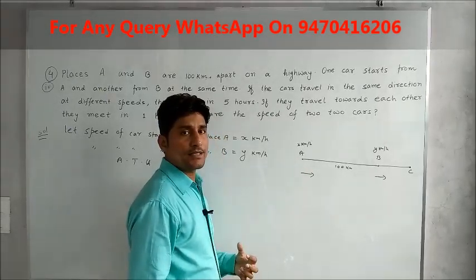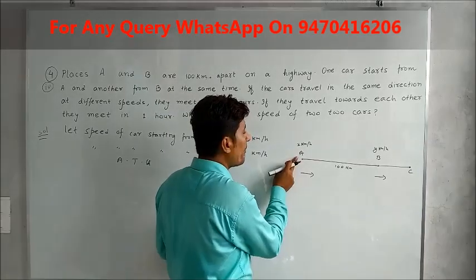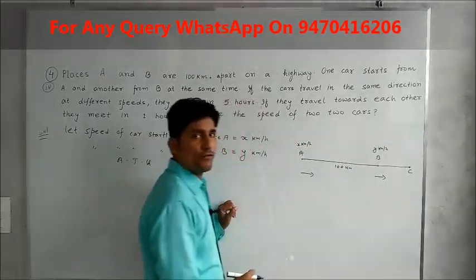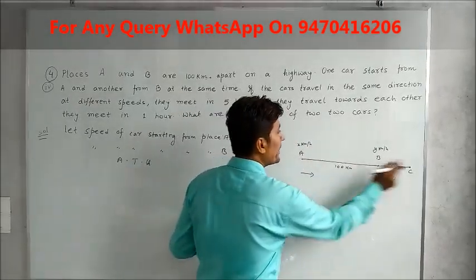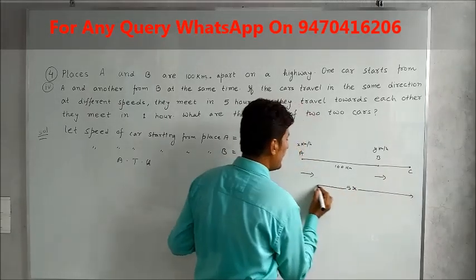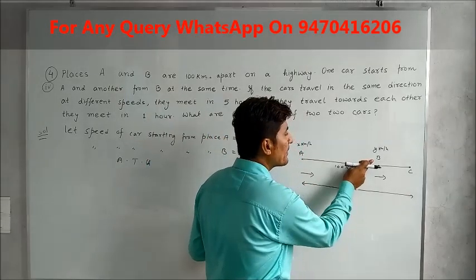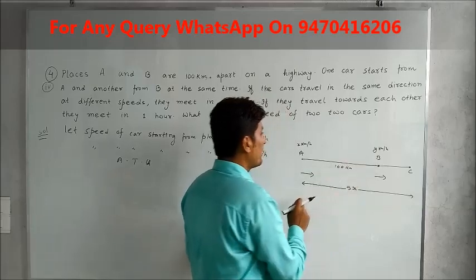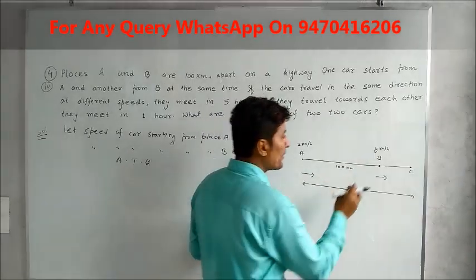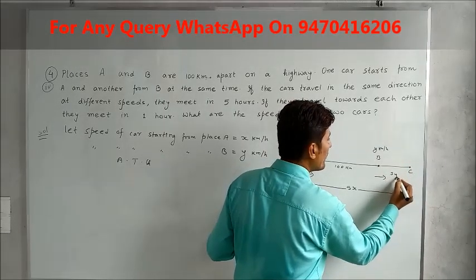As we know, distance equals speed into time. The speed of the car starting from point A is x, while the time taken to reach from point A to C equals 5 hours. So the total distance from A to C will be 5x. Now the second car is starting from point B, whose speed is y and it is taking 5 hours. So the distance from B to C will be 5y.